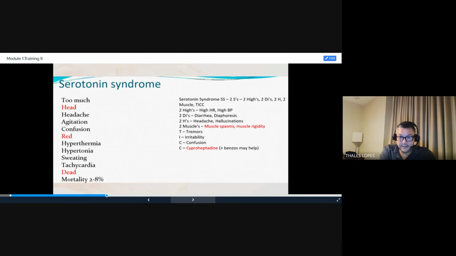Now, for the test, you need to know this acronym. I would put this in my dumping sheets. It is the S's, 2 S's, 2 H's, 2 D's, another 2 H's, 2 muscles, and a tick. So let's cover this. The 2 H's for the 2 highs are for high increase in heart rate and BP. The 2 D's are for diarrhea and diaphoresis. The other 2 H's will be the headaches and hallucination. The two muscles are muscle spasm and muscle rigidity.